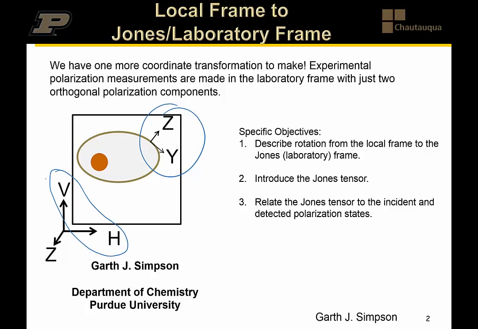And we have to do this because we make experimental measurements in the laboratory frame in terms of defining the polarization states, but what we really care about are the tensor elements relative to the local symmetry axis of the material. And so we have one more coordinate transformation to do in order to describe and connect the laboratory frame polarization state measurements to the local frame tensors. And we will again use Jones tensors to describe all of this.